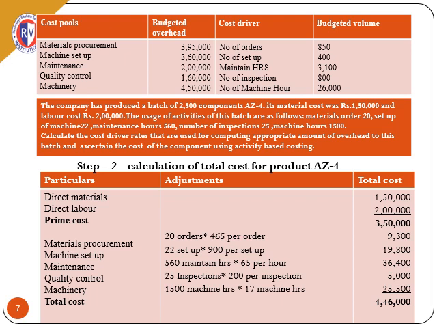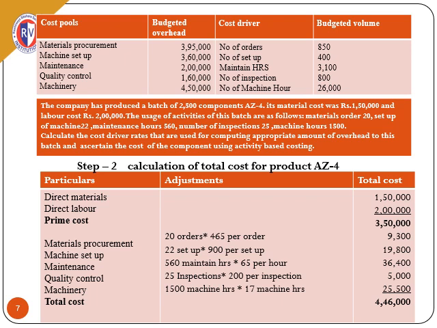Next one is the maintenance expenses. 560 are the maintenance hours and the rate is 65 per hour. So 36,400 is the maintenance cost. In a similar manner, quality control: 25 inspections happened and the rate is 200 per inspection. So 5,000 is the inspection cost. Last one is 1,500 machine hours required to produce this product and 17 rupees is the per machine hour rate. So 25,500 is the cost of machinery.